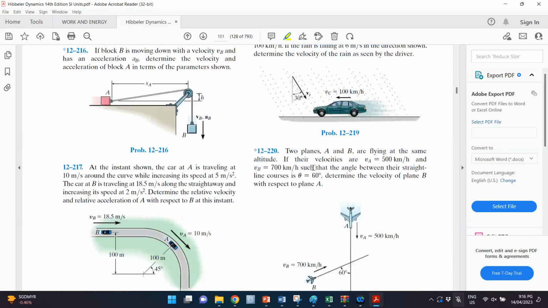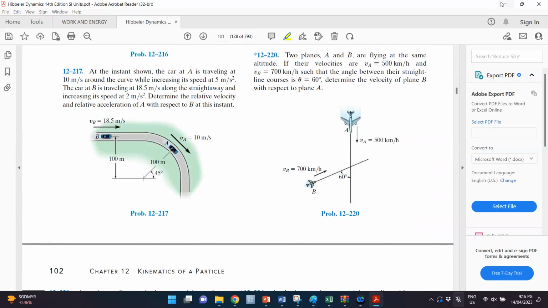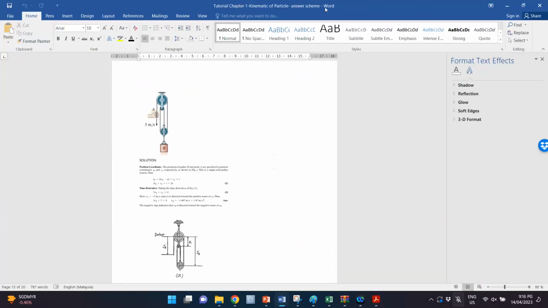Ada dah. Soalan lain dah. Okay. Harap you clear sikit lah.